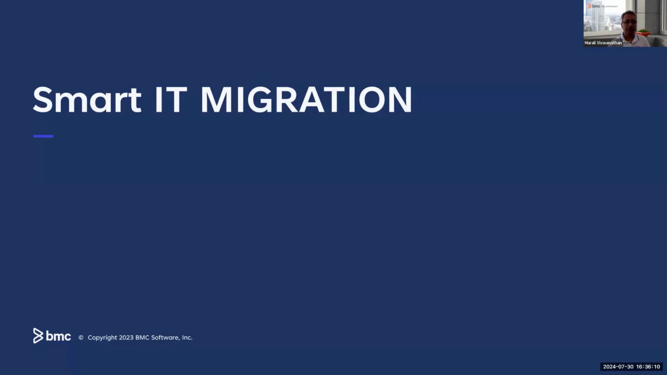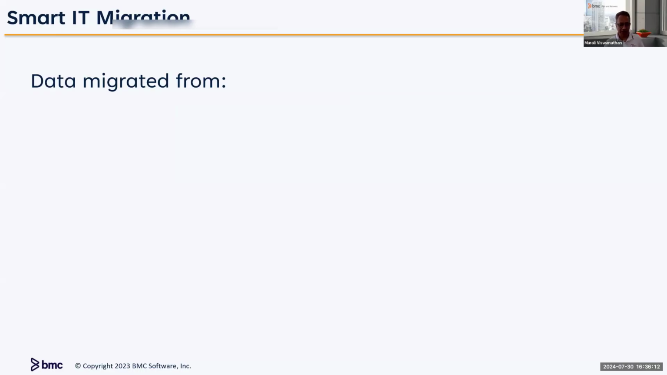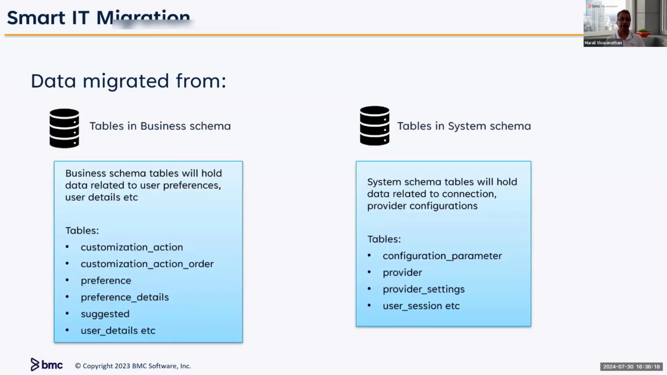Let's move to the Smart IT migrations. Smart IT data migration is simpler than the catalog migration. It's basically targeted to migrate your business schema and your system schema. It migrates all the tables listed here, or some of the main tables, such as customization preferences, provider and configuration settings, and user session settings.